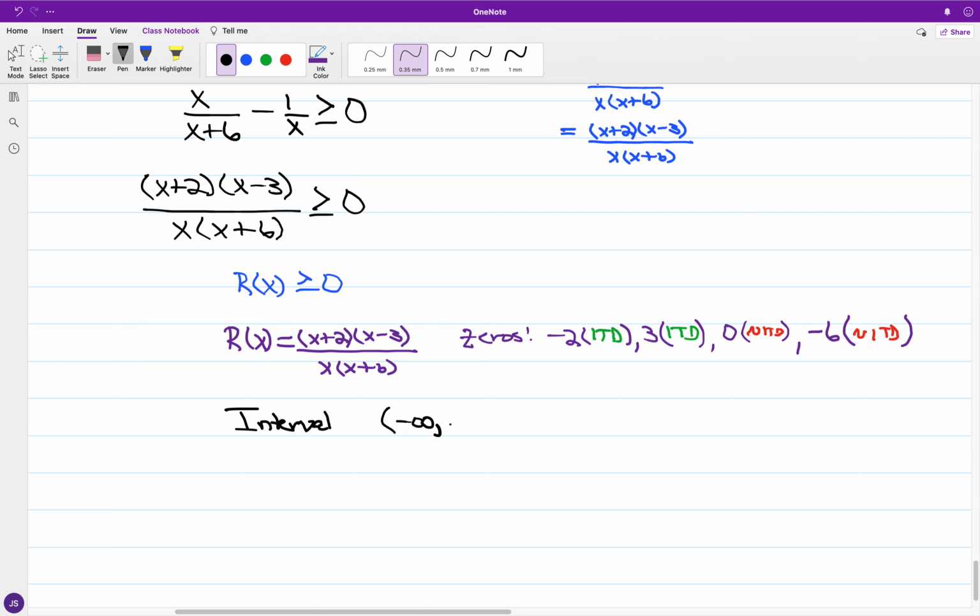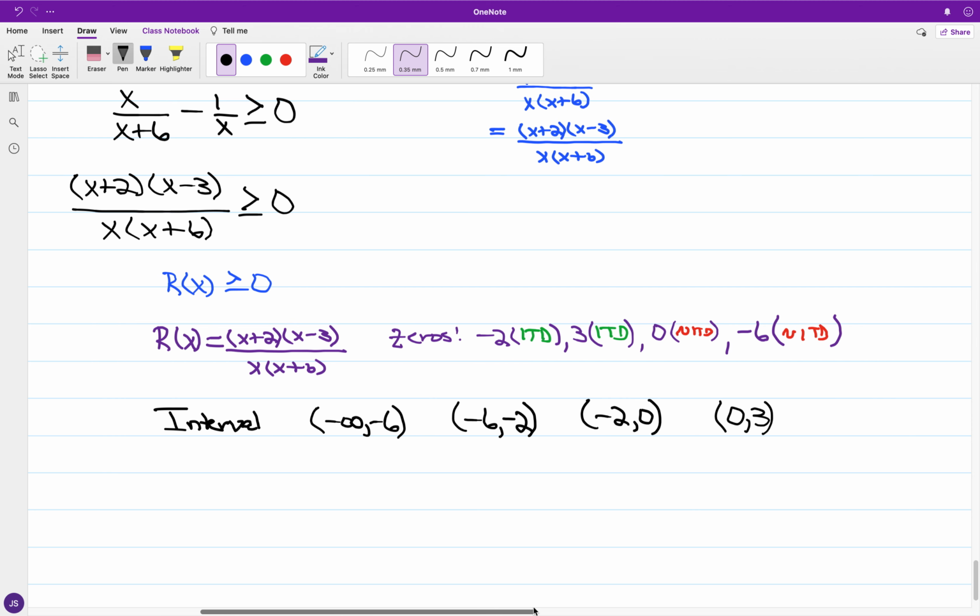So we're going to start out with values of x less than negative 6. Then we'll have those values of x between negative 6 and negative 2. You have those values of x between negative 2 and 0. We have those values between 0 and 3. And we have at the highest end those values of x which will be greater than 3.